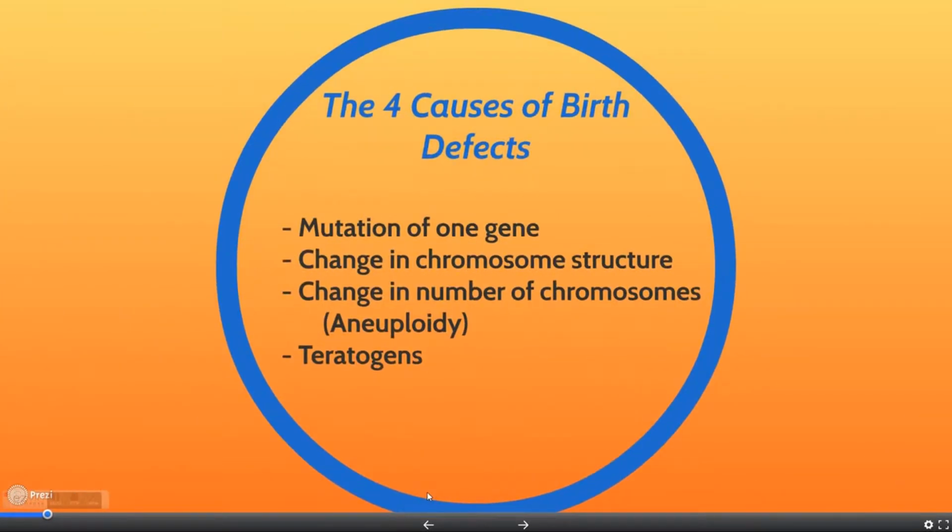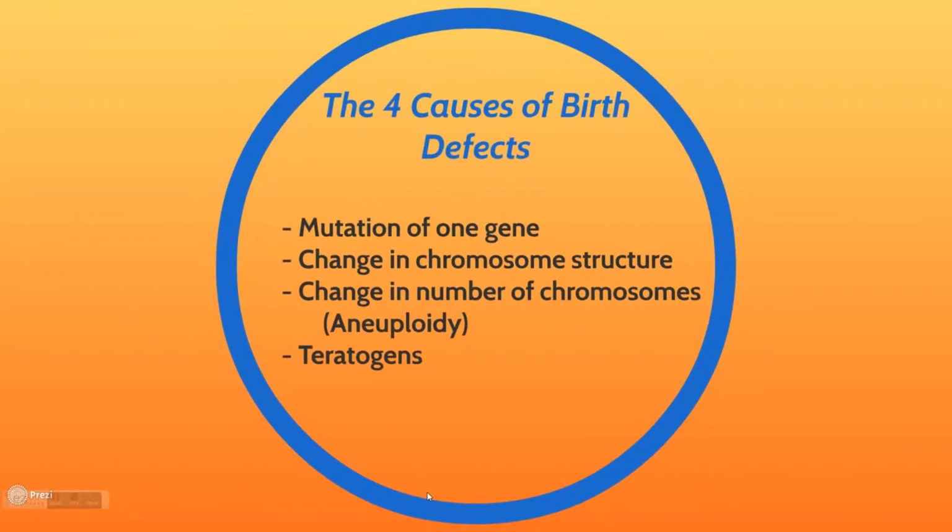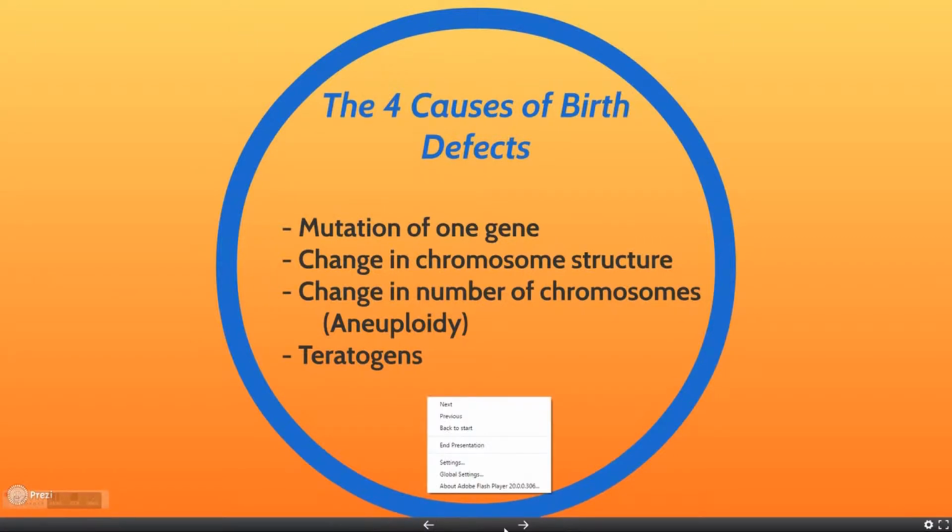There are 4 causes of birth defects. 1, there is a mutation of one of the genes. 2, there is a change in chromosome structure. 3, there is a change in the number of chromosomes. And 4, teratogens.